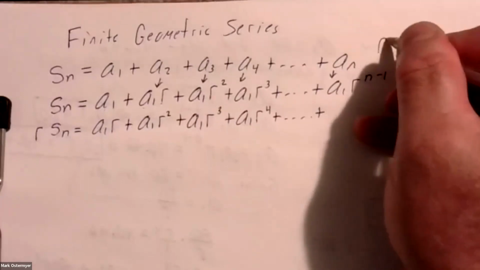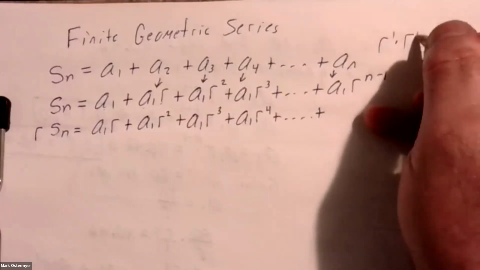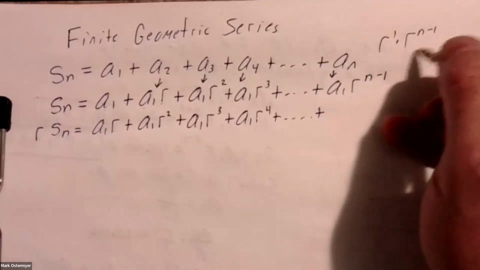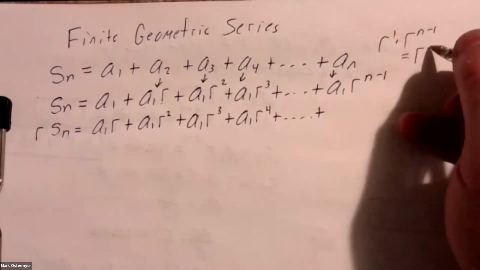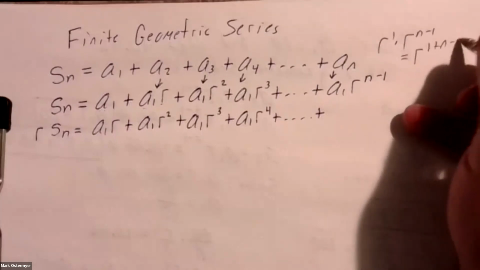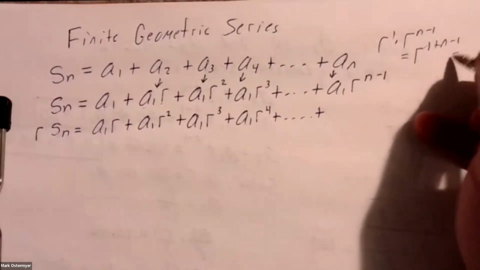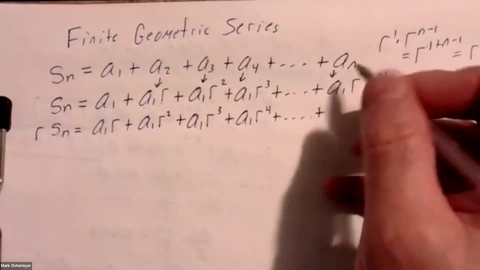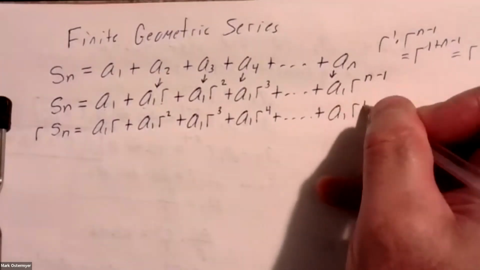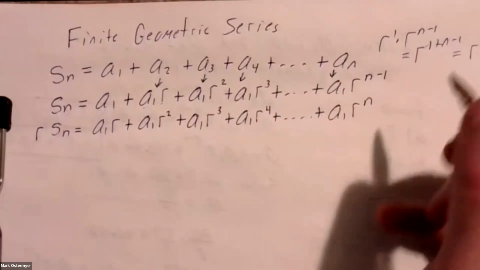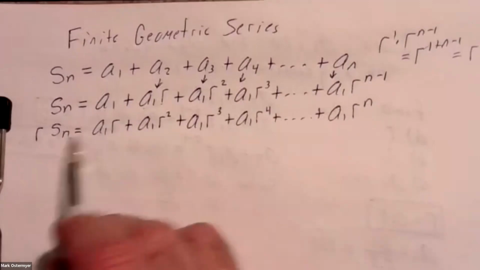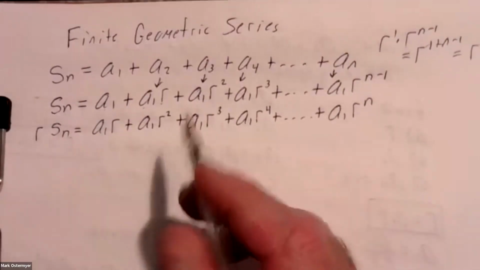What's r to the first power times r to the n-1 power? When we multiply like bases, we keep the base the same and add the exponents. So it's going to be r to the 1 plus n minus 1. The ones drop out, leaves me with r to the nth power. So when I multiply this last term by r, I get a sub 1 times r to the nth power. Do we understand what I've done here? I multiplied both sides of this equation by r and generated this here.